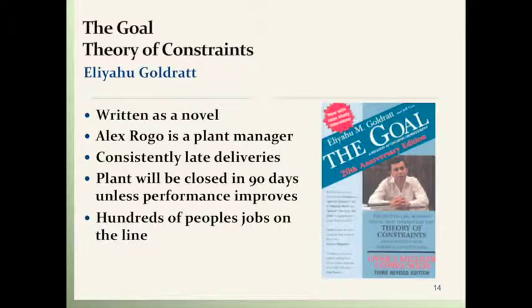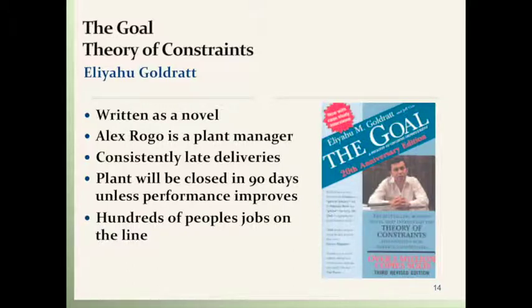Okay, so now we're going to talk about theory of constraints. There's this book called The Goal, and this is sort of a classic. It's written as a novel. Alex Rogo is a plant manager. He has consistently late deliveries. The plant will be closed in 90 days unless performance improves. Hundreds of people's jobs are on the line. And he goes through this process of really explaining the theory of constraints as part of this novel.